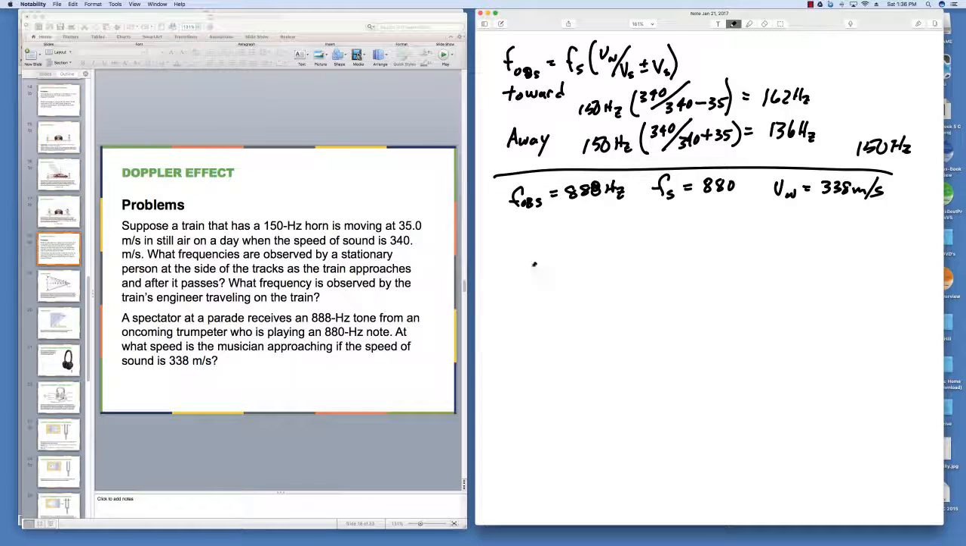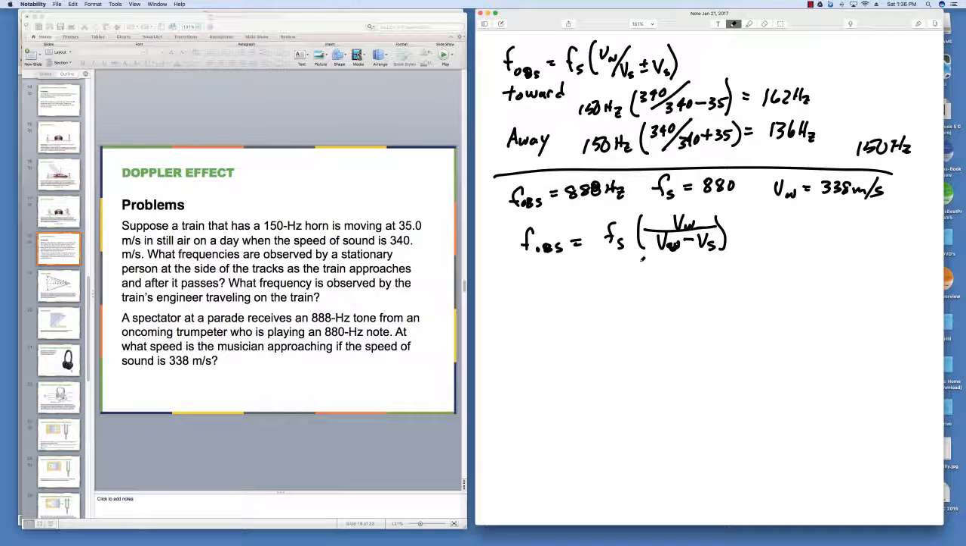So again, it's the same. The source again is moving. So we have f observed equal to fs times vw over vw, and in this case, again, it's moving toward, so it would be minus vs. Since he's moving toward the guy, it's going to be a minus sign here.